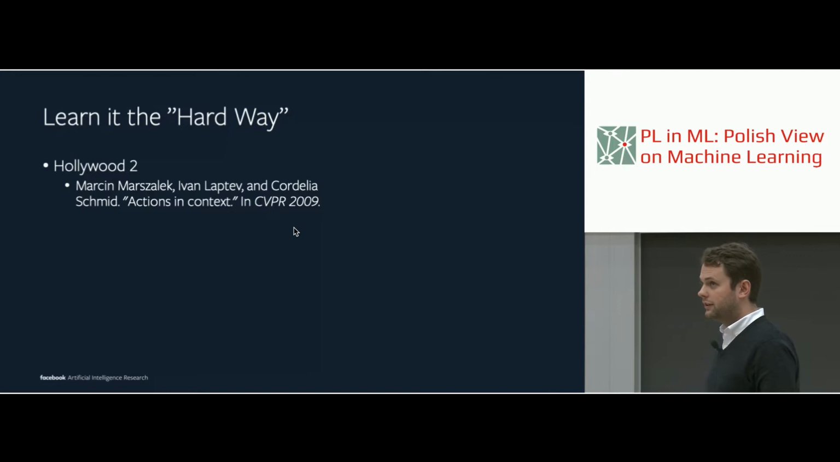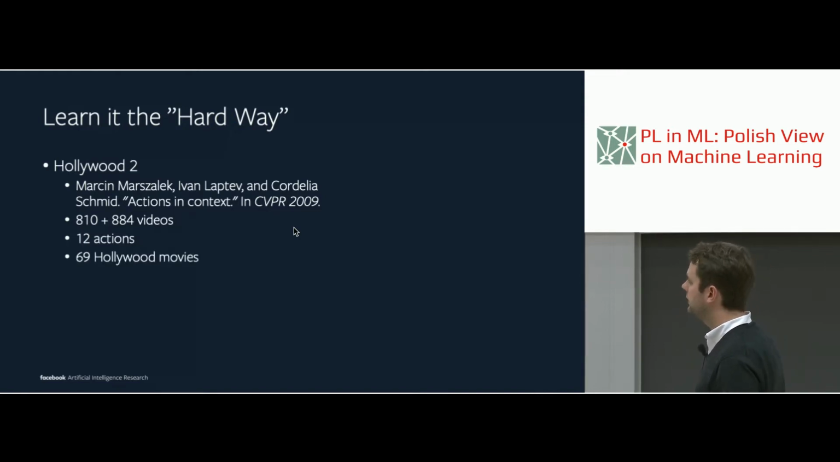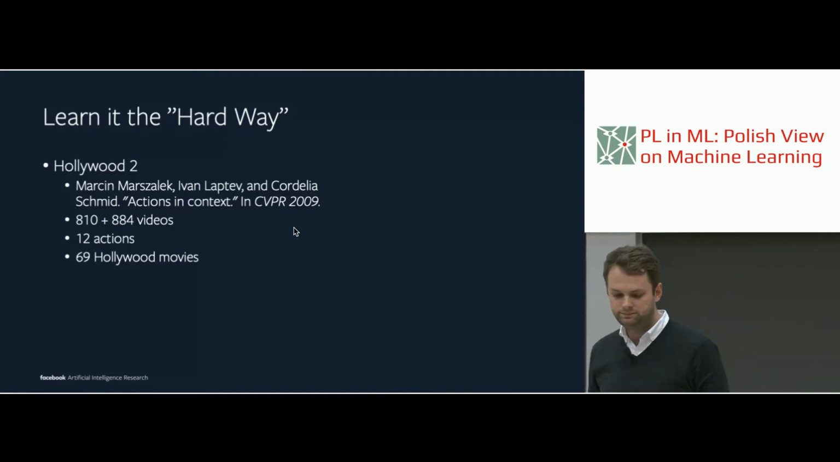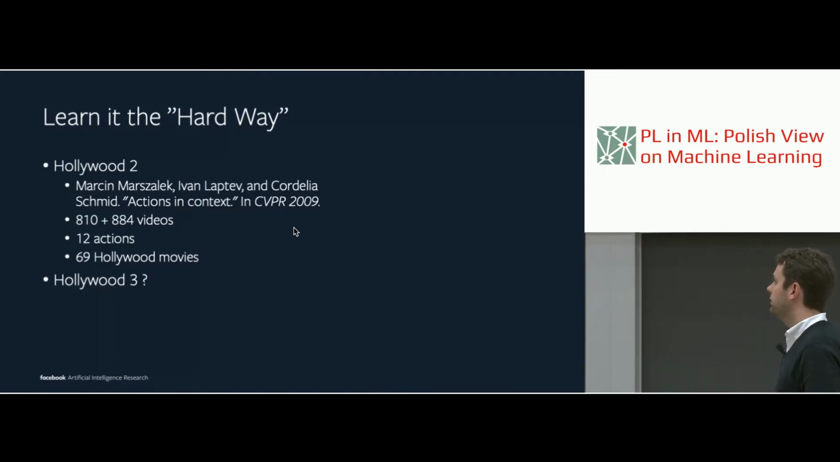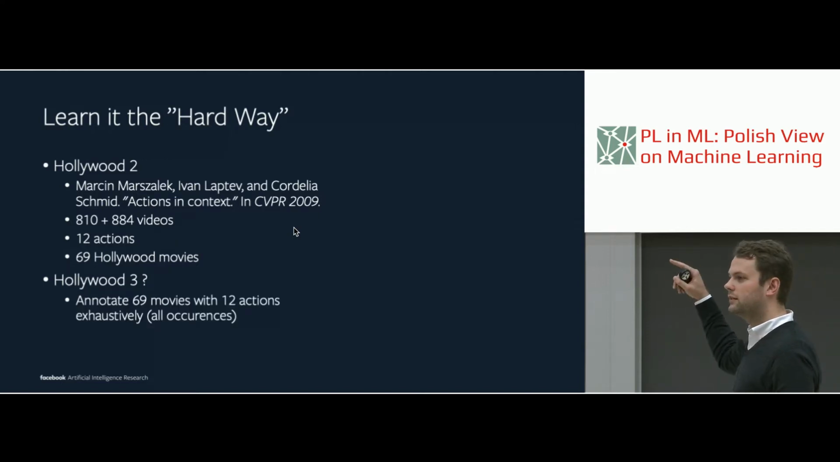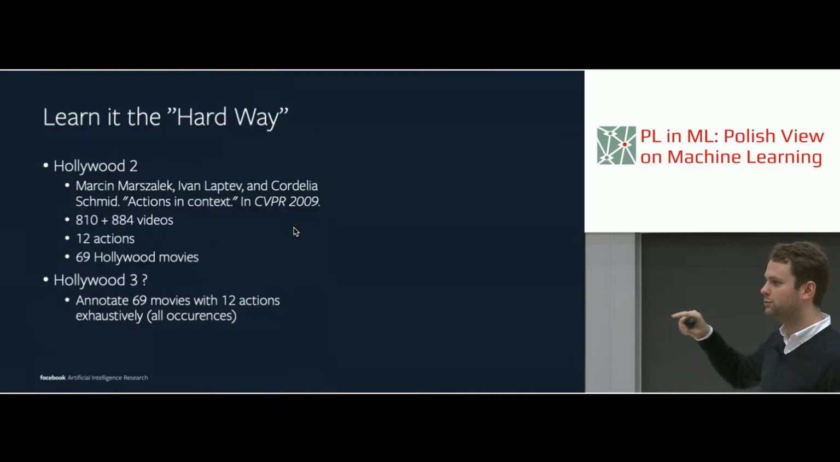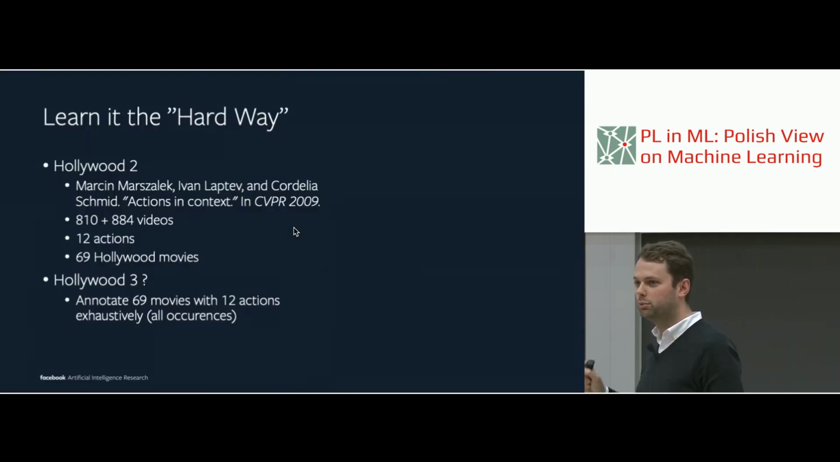And I learned how hard it is the hard way, because my supervisors, Ivan Laptev and Cordelia Schmid, designed this Hollywood 2 dataset in 2009, where you had roughly 1,600 video clips, with 12 actions, taken from 70 Hollywood movies. So at some point they thought, hey, let's make Hollywood 3. And Hollywood 3 would be basically taking all these 69 movies and annotating them exhaustively with all occurrences of the 12 actions. What it means is that you need to watch 69 movies and find every time someone is opening a door.